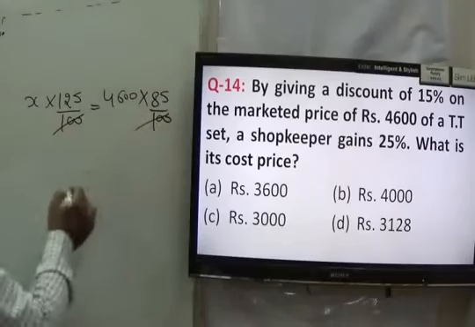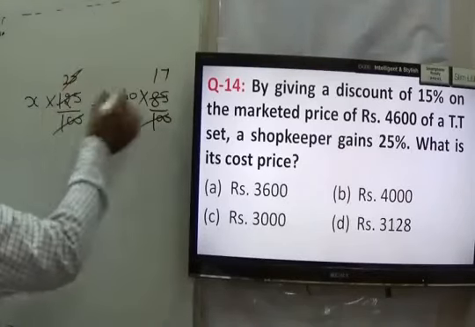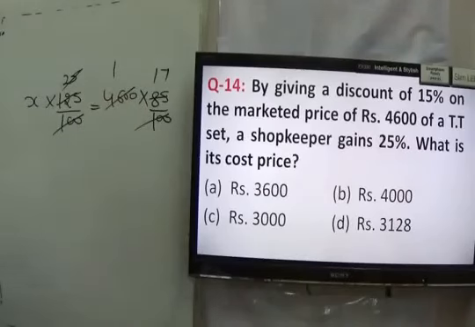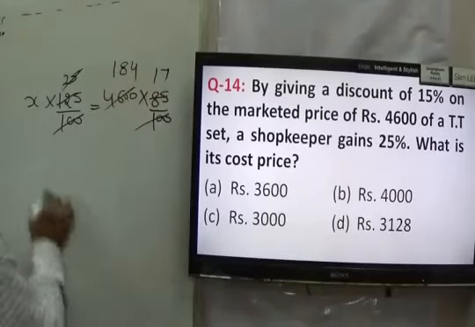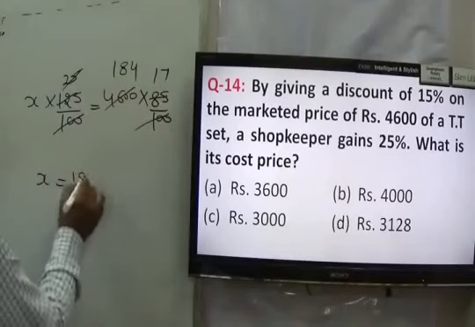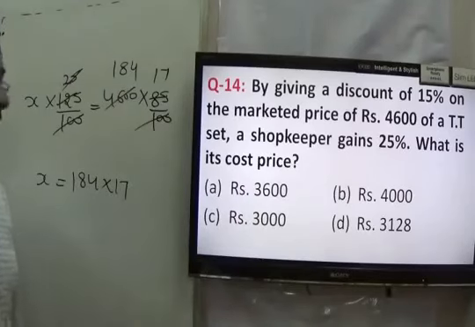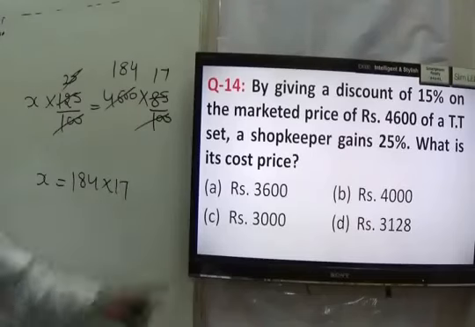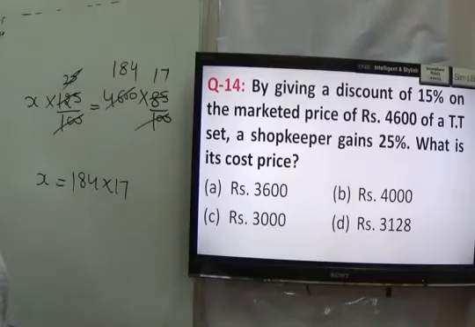This will be cancelled out. 517, 525, 25 will be cancelled out. 25 will go to 1. Then I will get 210. It will go to 8, then 4. Then X equals 184 into 17. By looking at the question, I can say my answer is 3128. Why? Because when I multiply 17 by 4, that is 68, I am getting 8 at the last. It means my answer is D. That is the cost price of the article.